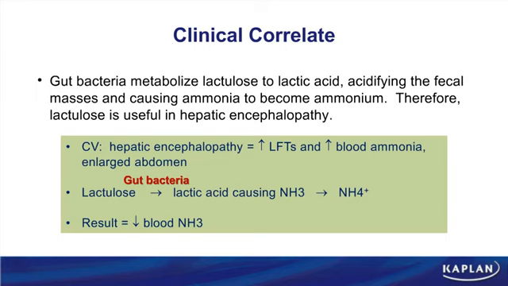Characteristics of this patient: they're going to have an increase in their liver function tests, they're going to have increased blood ammonia, and they're going to have an enlarged abdomen. All of that would help you to recognize, hey, that's hepatic encephalopathy. You remember that you can use the drug lactulose to treat this condition. But do you remember why?